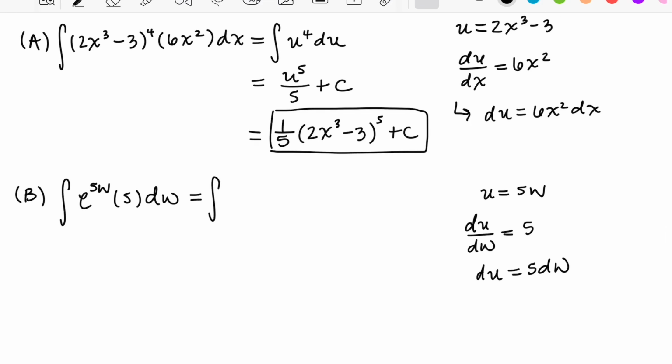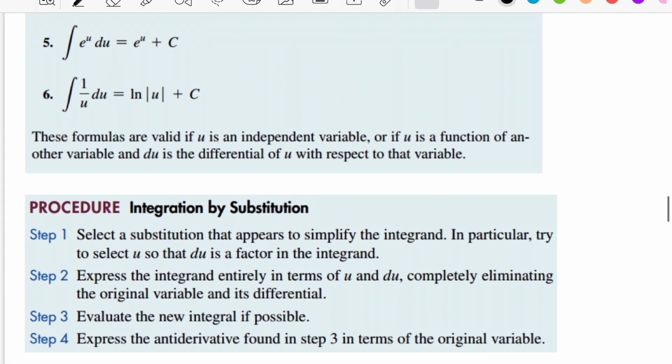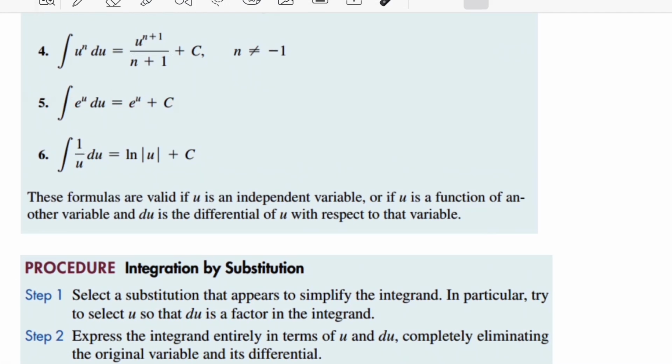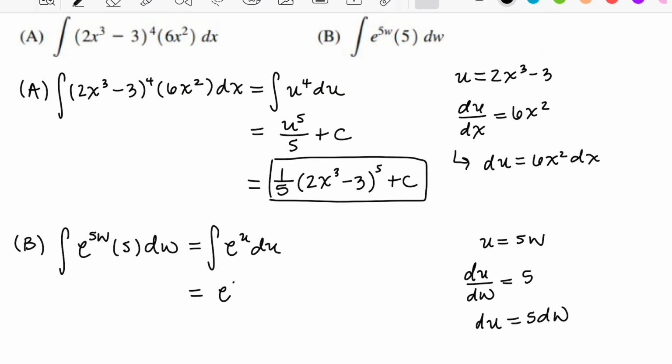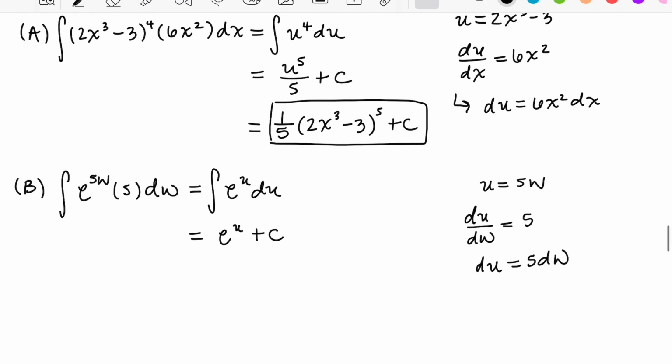So this means we can rewrite this as e to the u, since u is equal to 5w, and 5 times dw is equal to du. So we can evaluate this using this property here. The integral of this guy is just going to be e to the u plus c. And then we're going to plug our value for u back in. So we have e to the 5w plus c.